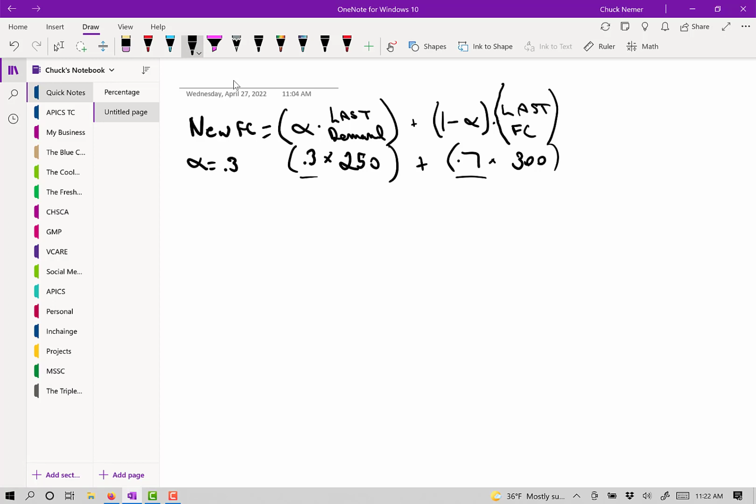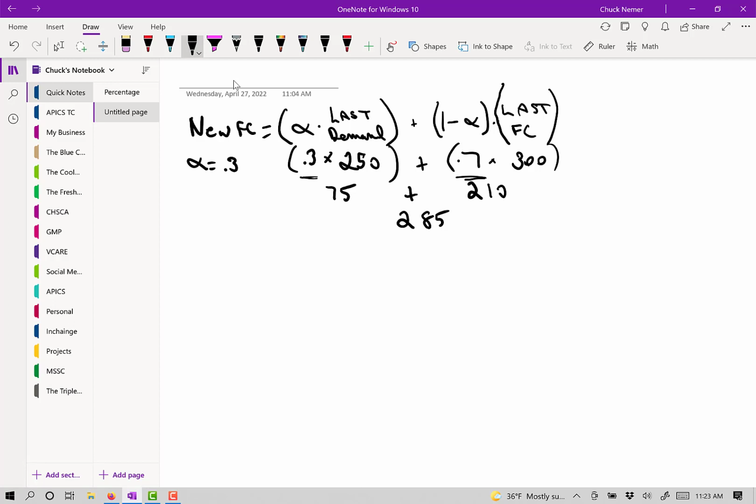But if we continue on the math, 30% of 250 is 75, plus 70% of 300 is 210. My brain went dead for a second. And so our forecast is going to be 285; that will be our new forecast there. Okay? So that's the math behind it. And as I said, it's like 30% of the last demand and 70% of the last forecast. And so we're doing a blending or a smoothing going on in the conversation.